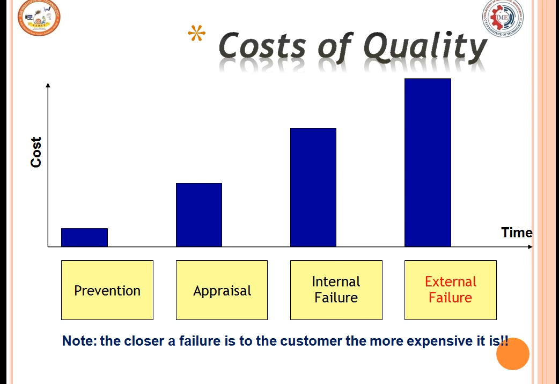Further, if we discuss all the factors: prevention, appraisal, internal failure, and external failure, and plot the graph with respect to cost and time, prevention cost is less, then appraisal, internal failure slightly higher than appraisal, and external failure slightly higher than internal failure. External failure has more cost compared to prevention. So external failure must be avoided to the maximum extent, then only you'll be able to save cost for the company.